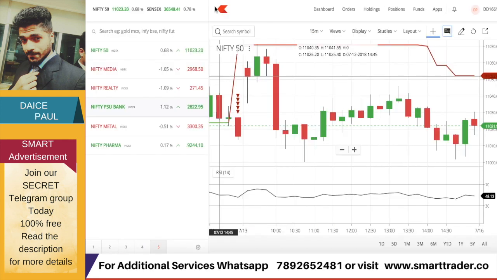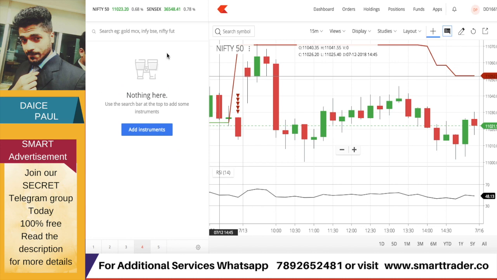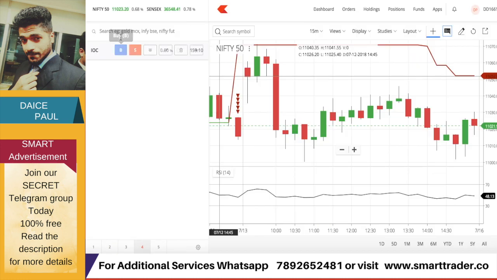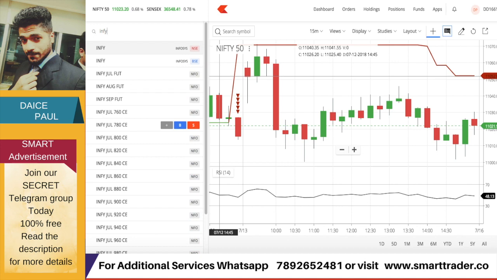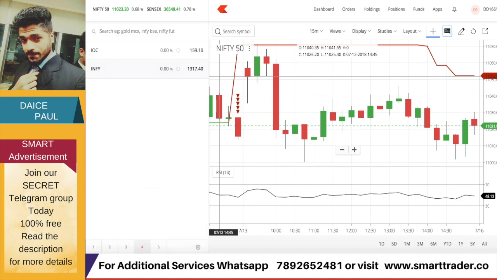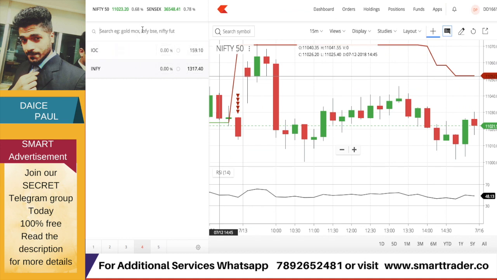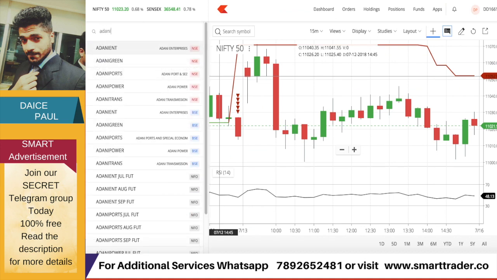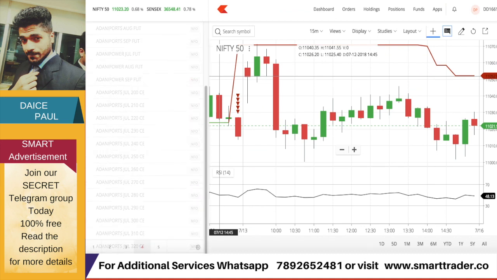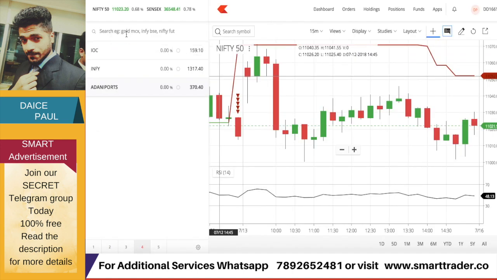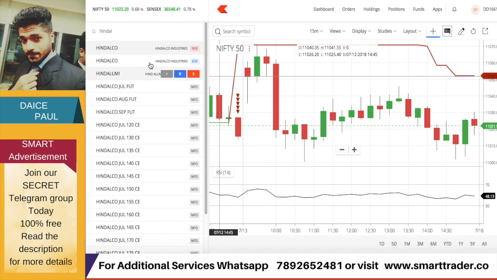So for example, I will put the stock IOC here. I will add IOC like that. Somebody else, for example, will put INFY. So whichever stock you want to concentrate on for the day, take that stock. Adani Ports, and then we had Hindalco also. Four stocks is enough for now. Hindalco, for example, like this.